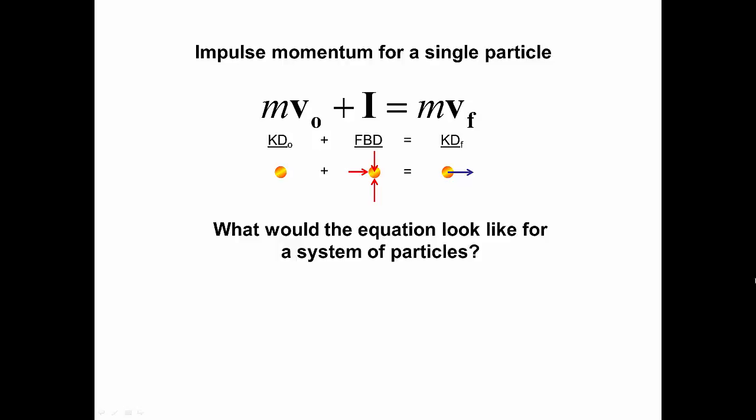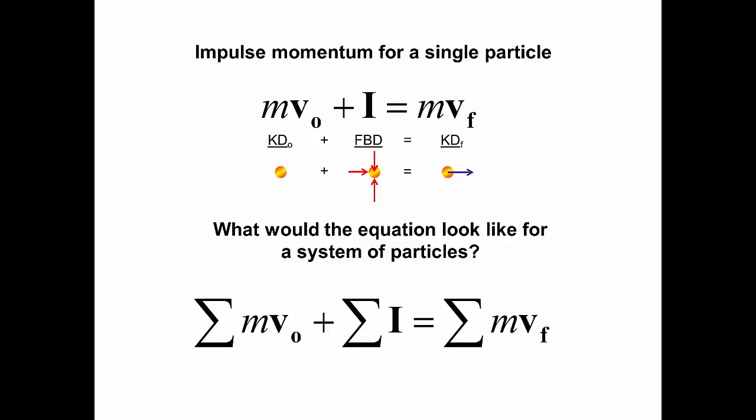What would the equation look like if we had a system of particles? Well, we would sum all of the initial momentums of each particle and add that to the sum of all the impulses and set that equal to the sum of all the final momentums. So if we have a system of particles that aren't moving, we have no initial momentum associated with those particles. We may have forces acting on the particles which would cause an impulse, and the result would be that each of the particles then have momentum associated with them.